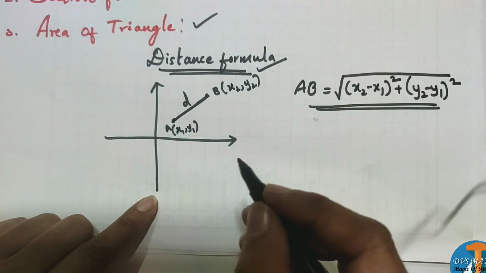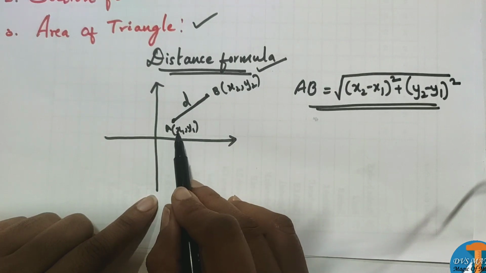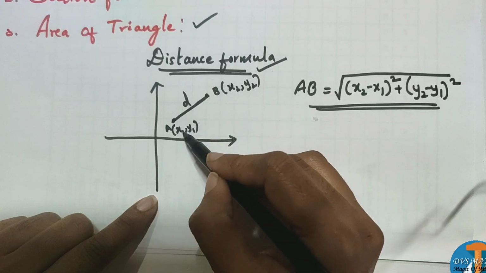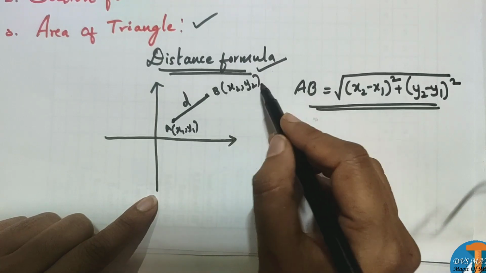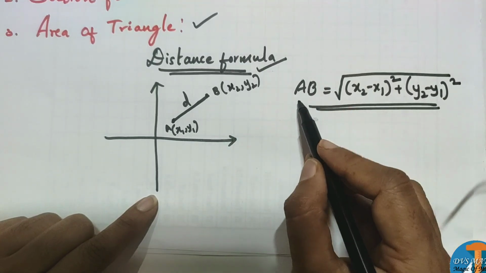Don't take x1, x2, y1, y2. You have to take both the coordinates, right? So x1, y1, x2, y2. So now the points are x1, y1, x2, y2. So you have to find the distance between these 2 points, AB. So what is the formula?